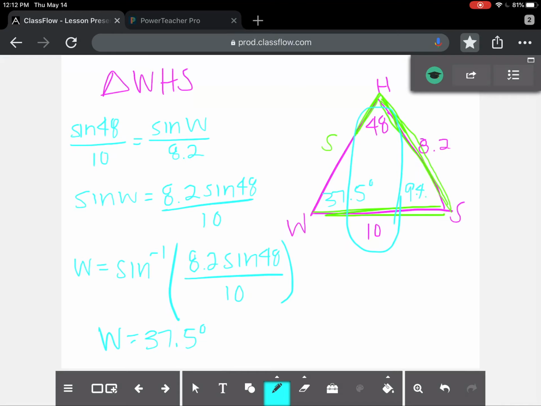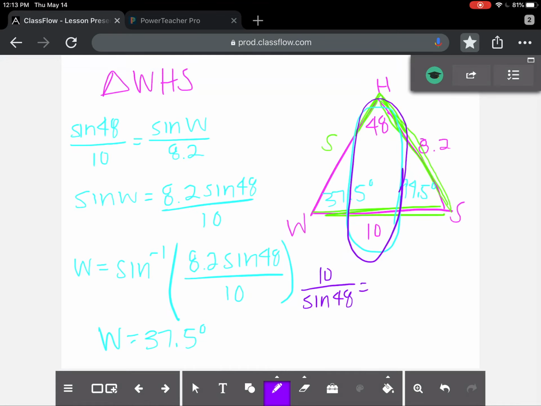Now that you have that missing angle measure, you can use the triangle sum theorem to find S. So 180 minus 48 minus 37.5 is going to equal 94.5. So that'll be 94.5 degrees, and then all that's left is to find little s.